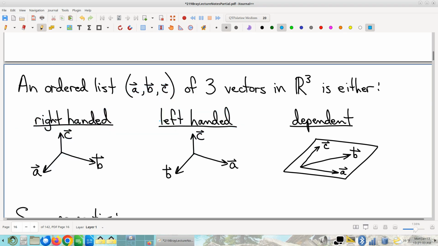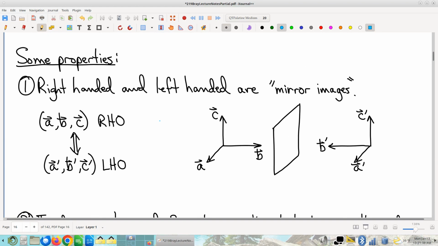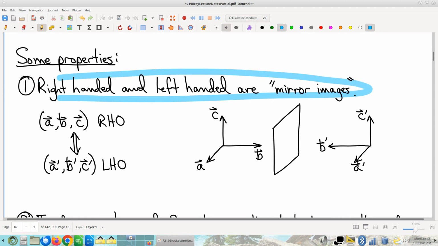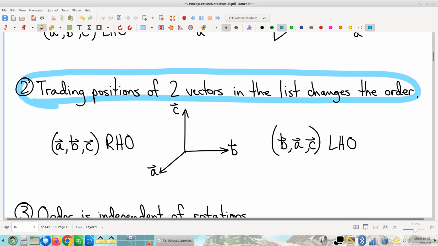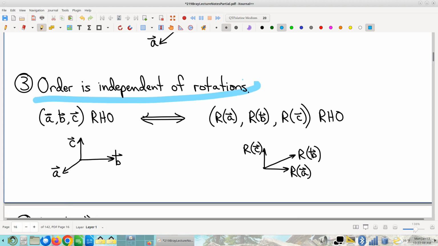Why is this like clockwise, counterclockwise, you ask? Well, just like clockwise, counterclockwise, they're mirror images of each other. Right? And I think that's a pretty easy pitch. You look at my right and left hands, they're clearly mirror images of each other. If you switch the positions of 2 of the vectors in your list, that switches the handedness. Right? And all of this is independent of rotations. So all of this, I think, is pretty geometrically satisfying.